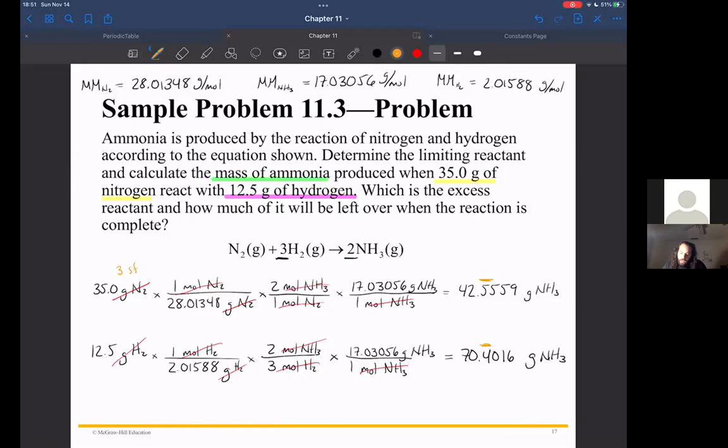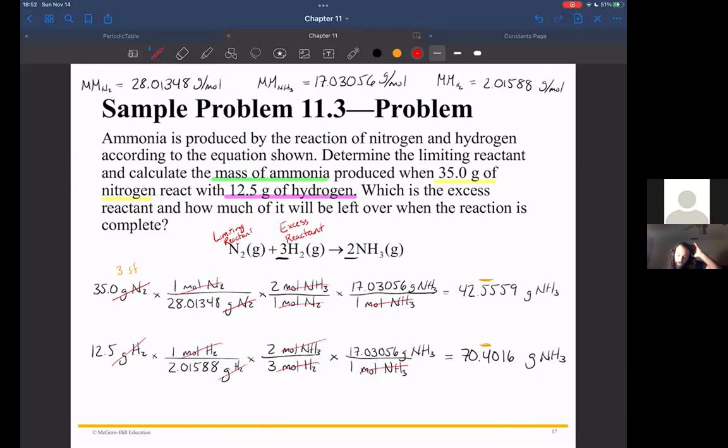Okay, and so now what I'm going to do is figure out which one of these is my limiting reactant and which one is in excess. Again, I'm going to do that by comparing the amount of ammonia that would be produced. If all 35 grams of the nitrogen gas were consumed, I'd get 42.6 grams of ammonia. And if all of that hydrogen was consumed, I'd get 70.4 grams of ammonia. So I have enough hydrogen to make 70 grams of ammonia, but I don't have enough nitrogen. So the nitrogen is my limiting reactant, and the hydrogen is my excess reactant.